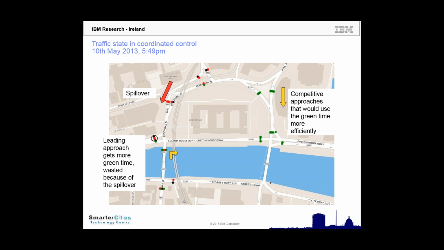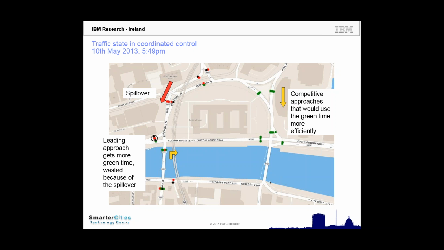What happens in this case is that the control system will try to give more green time to that approach circled by black. But this green time is going to be wasted because there is a spillover. So even if we give a lot of green time to that approach, this green time is not going to be used because the traffic is stuck.